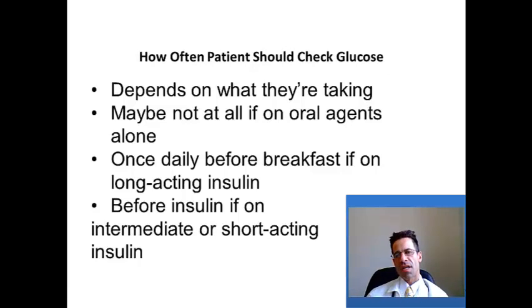If the patient is using a long-acting insulin such as Lantus or Detemir, I recommend that they check their sugars once before breakfast. And then if they're using an insulin that is dosed more frequently, such as an intermediate insulin like NPH or a short-acting insulin, then I would recommend having them check their sugar before administration of any of those insulin.